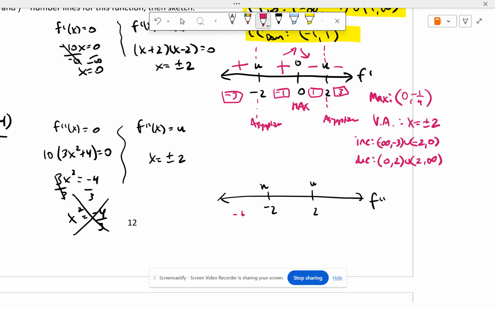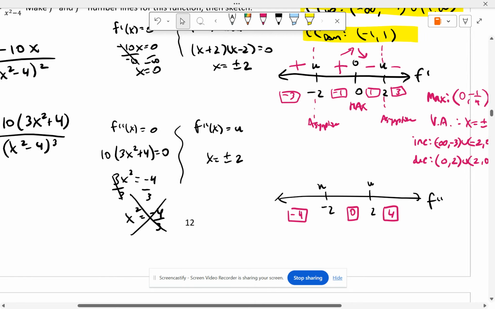Hey, is this graph going to have any points of inflection? What do you guys think? No, right? Because do you think an asymptote could be a point of inflection?